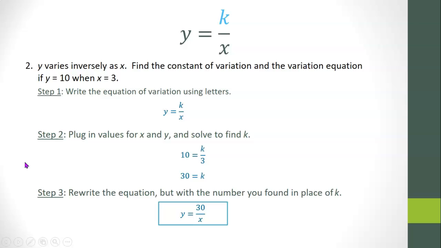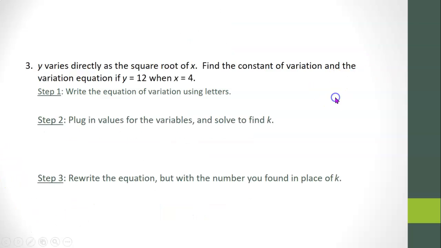Now for some applications, some word problems. Before we do that, sorry, I had another example before we got to the applications. Y varies directly as the square root of x. Find the constant of variation and the variation equation if y equals 12 when x equals 4.